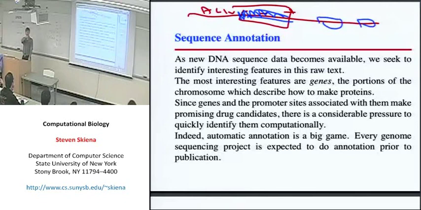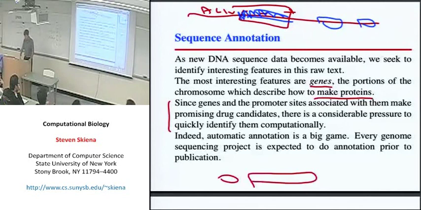The question that we're going to be interested in is, how do we identify these features? Again, the most important features are genes. Those were the coding sequences that basically told us how to make proteins. And the genes and the other sites on the genome associated with those genes are the important candidates if you want to find a drug. You want to know what the proteins are, what they do. You'd like to know how they're turned on and off. Identifying the regions on the genome where all this is done is important.